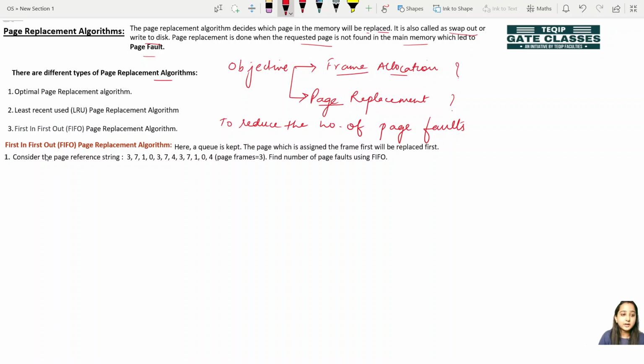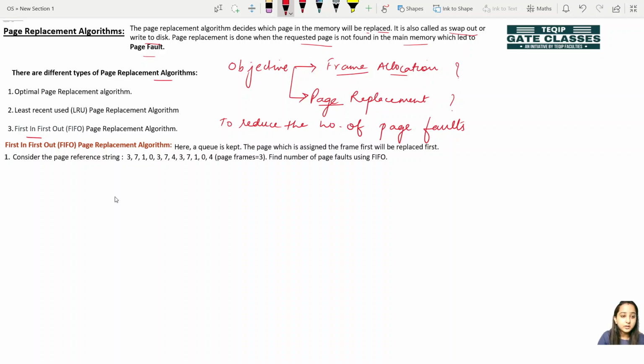Let us understand the first in first out page replacement algorithm. Here we maintain a queue. The page which is assigned the frame first will be replaced first. Let us consider the page reference string, and they have asked that you take three page frames and find the number of page faults using the FIFO technique, that is first in first out. Let us see the scenario.